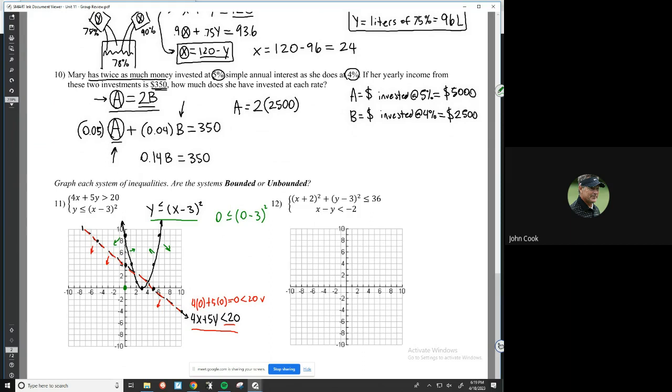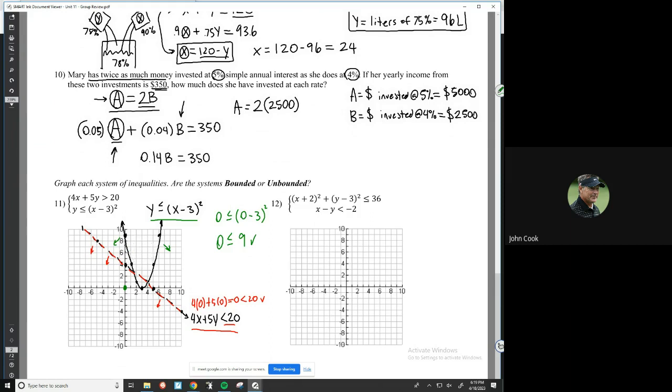So let's see if this works. 0 less than or equal to 0 minus 3 squared. Well, that's 3 squared, which is 9. And yes, that is a true inequality. So that means that the origin also works. So I'm shading outside of the parabola.